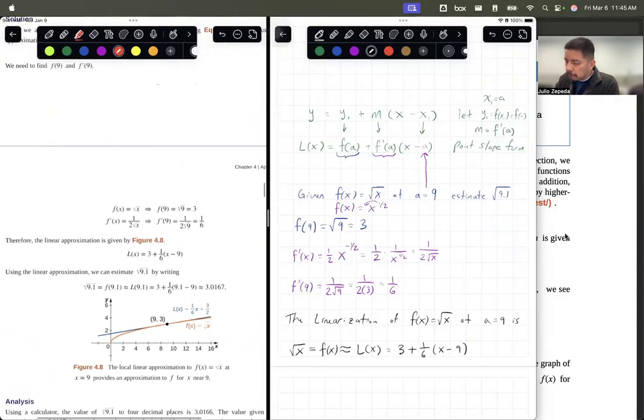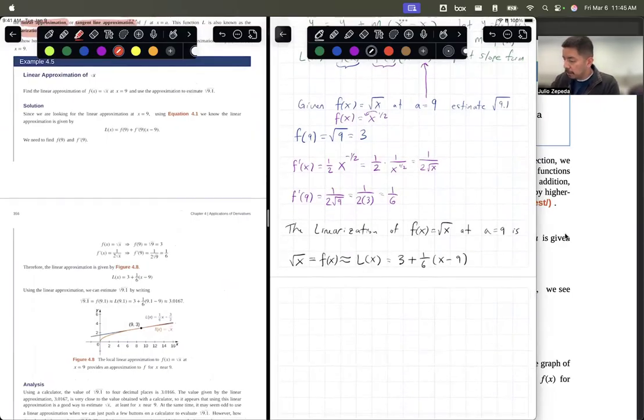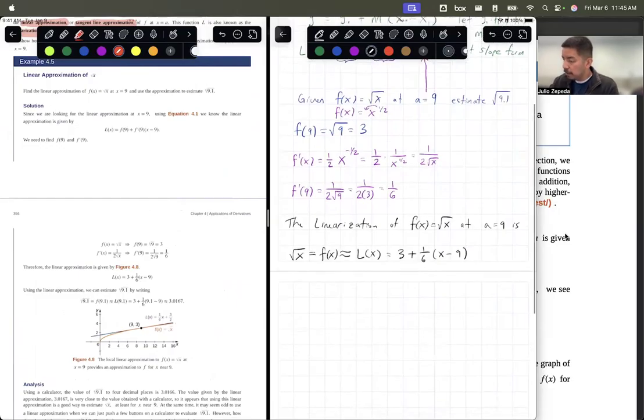Okay, good. Let's go ahead and now approximate the square root of 9.1. So let me do both here. The f of 9.1, this is the actual value. This is going to be the square root of 9.1. I'll use a calculator in just a moment to figure out what that is. And this is approximately equal to L of 9.1. Now I'm going to use the linearization at x equals 9.1 to approximate the value.